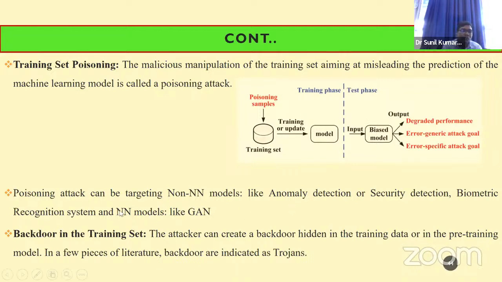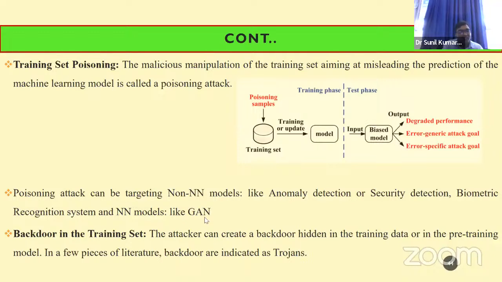And if you look at the NN models, the generative adversarial network is one of the very relevant examples. It uses a generator and a discriminator. Two optimizers are there in a generative adversarial network, and it can suffer with the help of data poisoning.